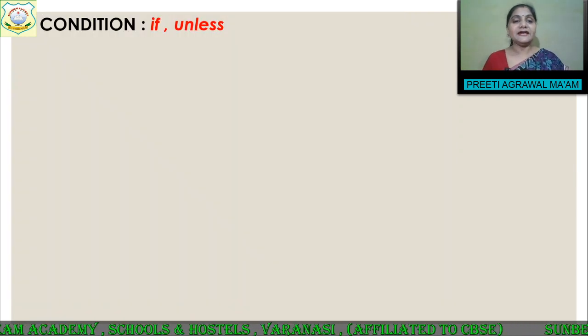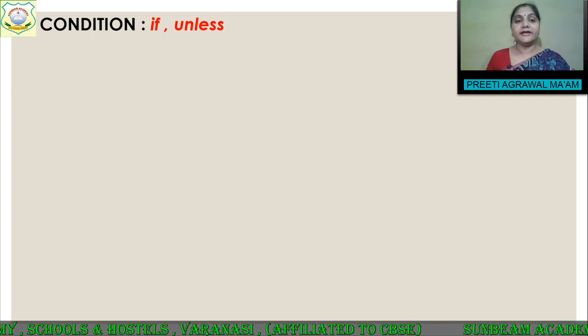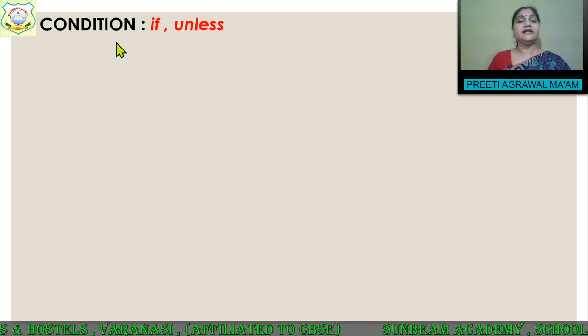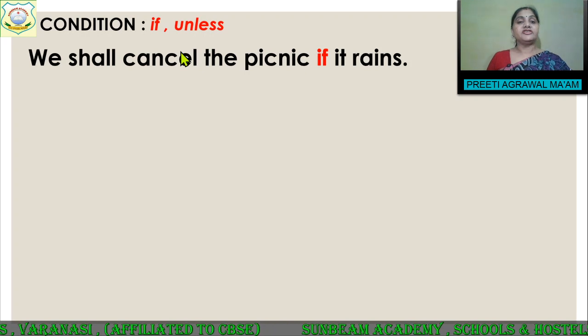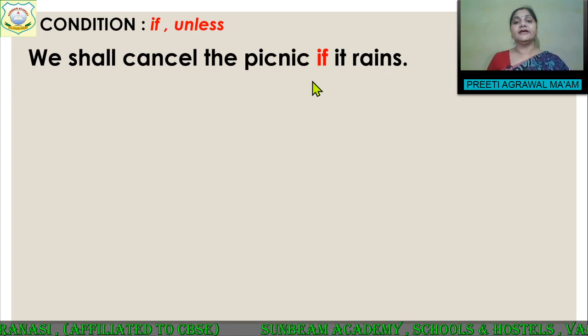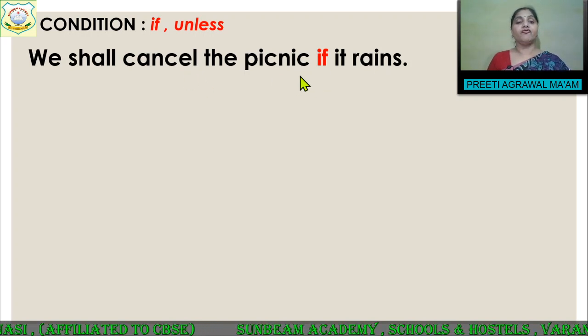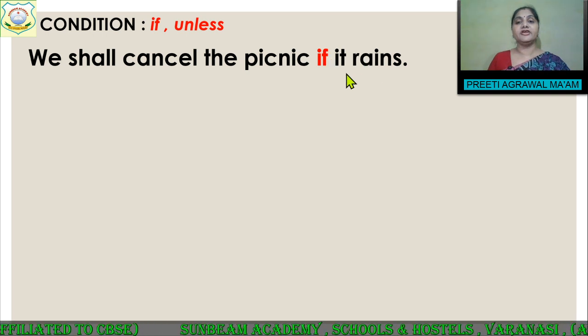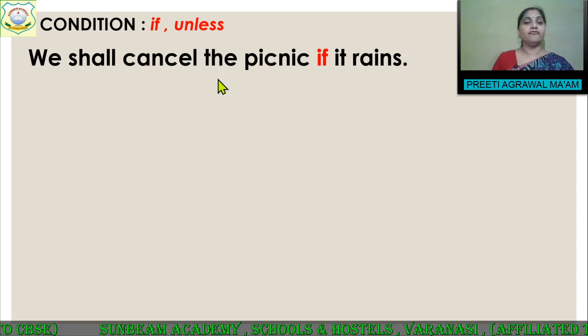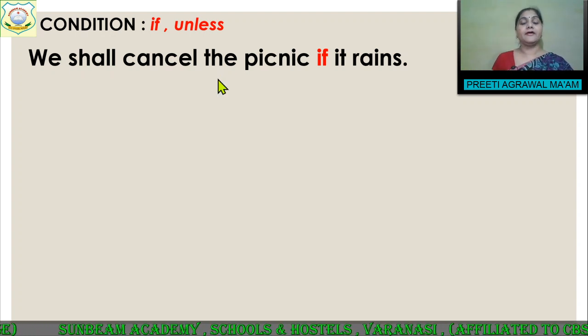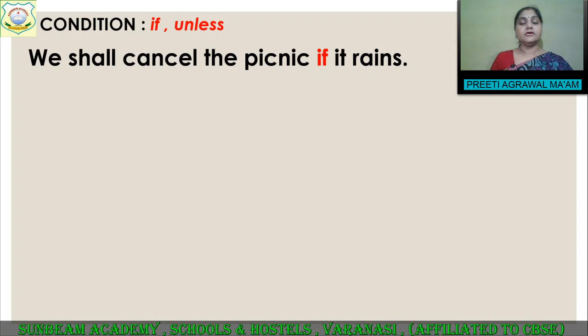See, condition. Whenever in the subordinating conjunction of a verb we have to express a condition, we use if or unless. We shall cancel the picnic if it rains. What will be the condition? The condition will be if it rains. So if this condition is there, what will we do? We shall cancel the picnic. So for condition we use if.